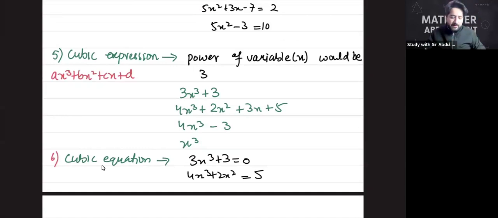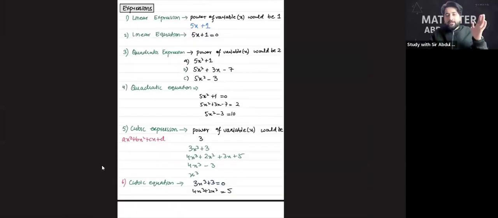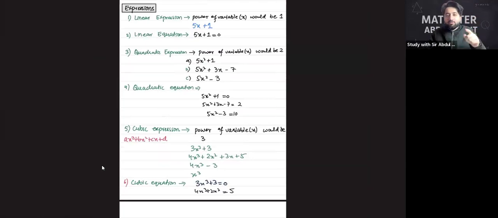So you can see one thing that I explained in detail: there are three types of polynomials included in the O levels and IGCSE syllabus, and those are linear equation, quadratic equation, and cubic equation. For linear, the power of x would be 1, for quadratic the power of x would be 2, and for cubic the power of x would be 3.